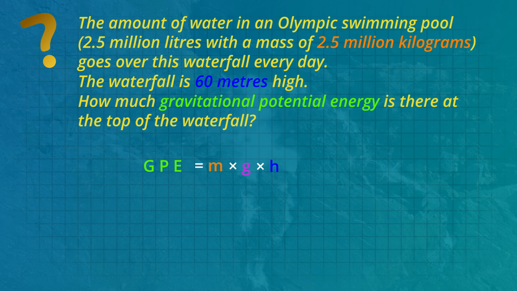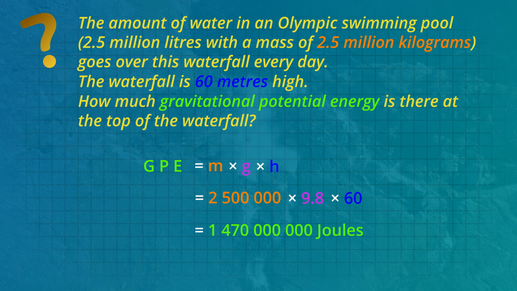The mass is 2,500,000 kilograms. The gravitational acceleration on Earth is 9.8 meters per second squared. The fall is 60 meters. So the energy of this waterfall is 1,470,000,000 joules. That's about 1.5 billion joules of energy every day.